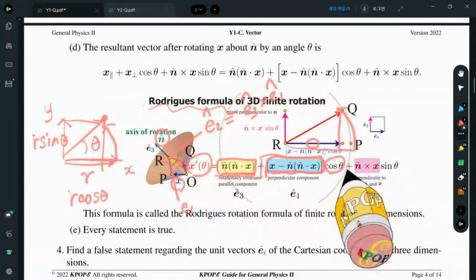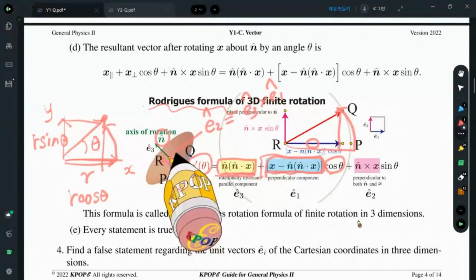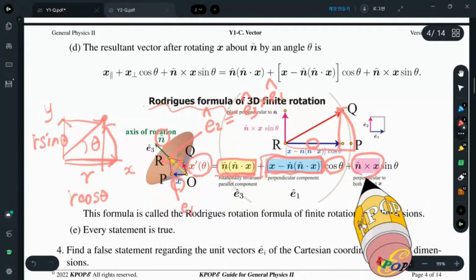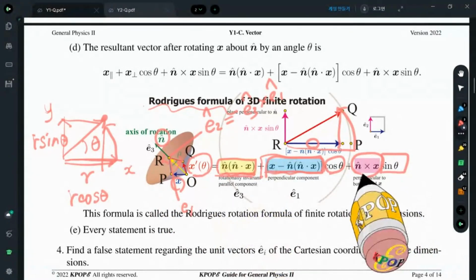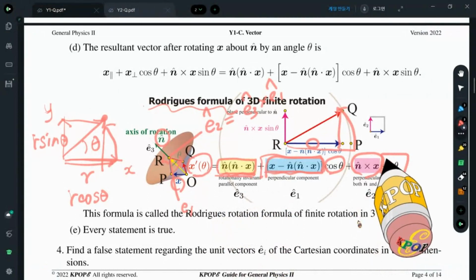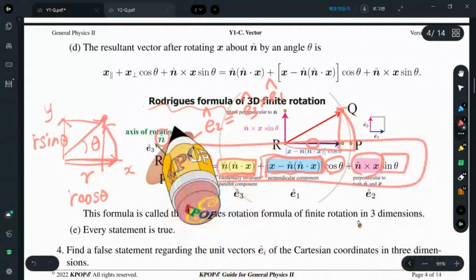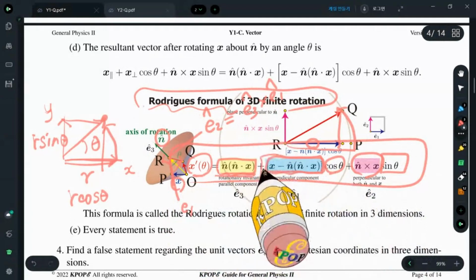Therefore, the new component generated by this finite rotation about n hat by an angle of theta is n cross x times sine theta. This is general for any finite angle as well as infinitesimally small angle. So please remember this Rodrigues rotation formula in three-dimensional Euclidean space.